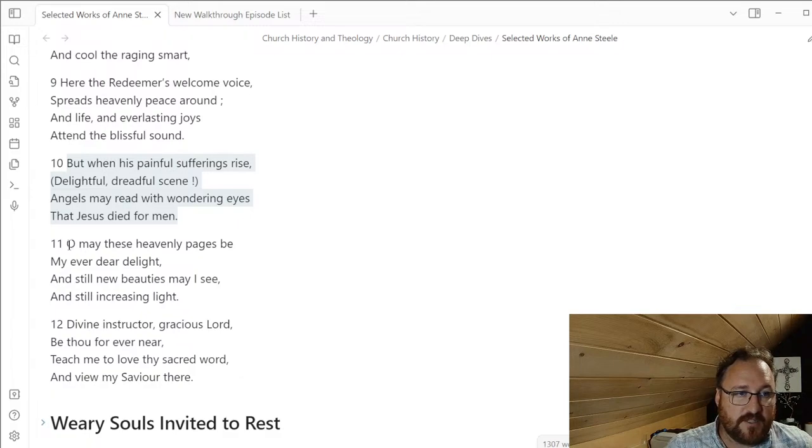The last two stanzas. O may these heavenly pages, my ever dear delight, and still new beauties may I see, and still increasing light. Divine instructor, gracious Lord, be thou forever near. Teach me to love thy sacred word, and view my Savior there.